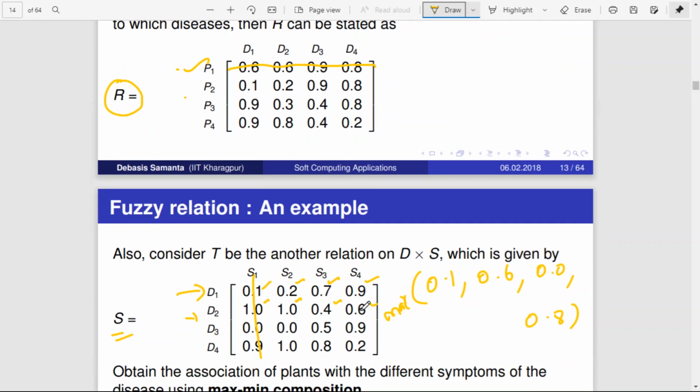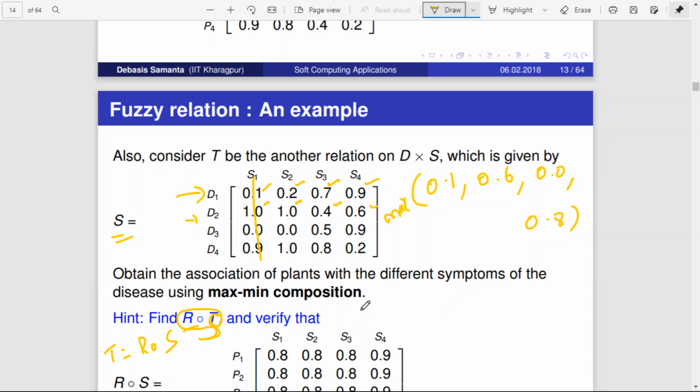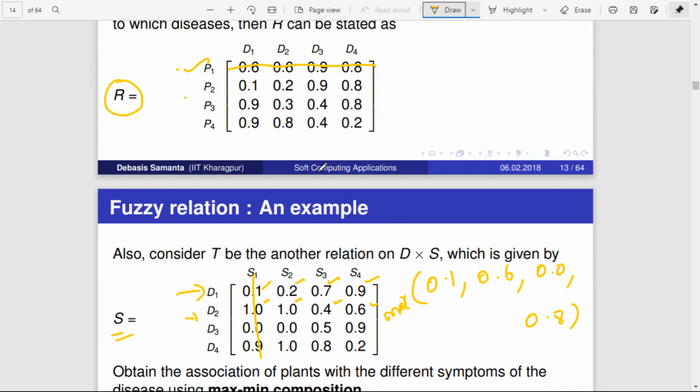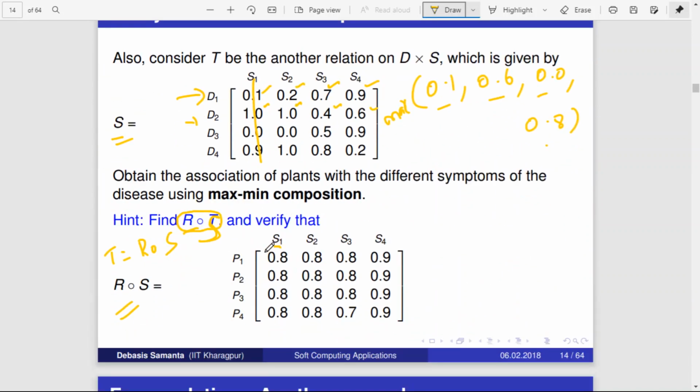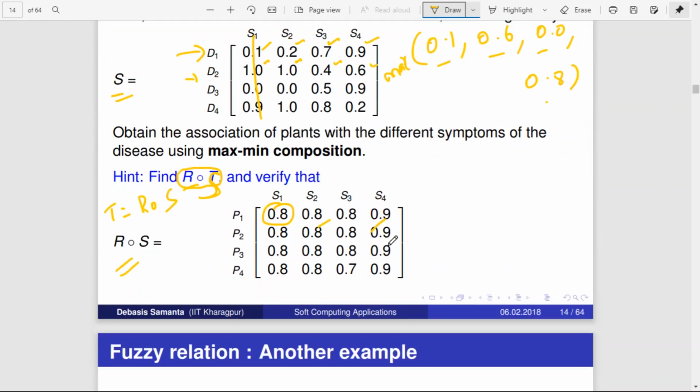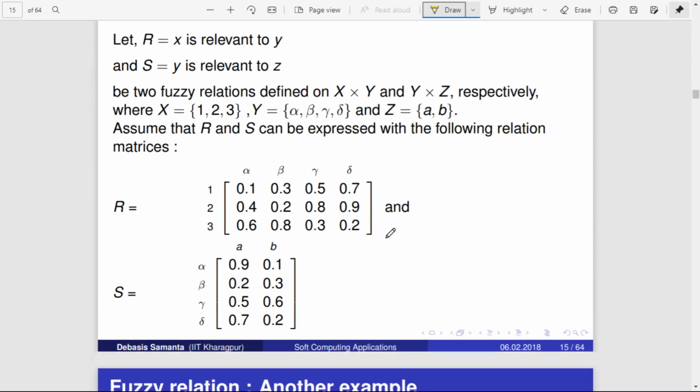How did we get 0.8? For R and S, first row and first column: 0.6, 0.1, it is 0.1; 0.6 and 1.0, the min is 0.6. Yes, then we have to take the max. Max of 0.1, 0.6 and 0.0, 0.8, it is 0.8, right? So it is 0.8. Similarly, you do this for all the entries and you can find the result. So basically this is another example for composition.